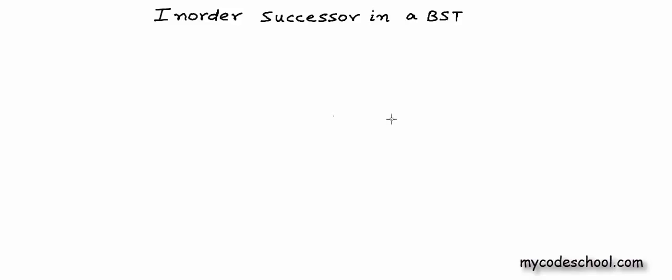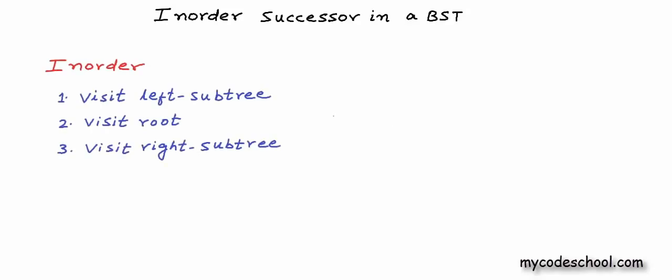As we know, in in-order traversal of a binary tree, we first visit the left subtree, then the root, and then the right subtree. Left and right subtrees are visited recursively in the same manner. So for each node, we first visit its left subtree, then the node itself, and then its right subtree. We have already discussed in-order traversal in detail in a previous lesson in this series. You can check the description of this video for a link to it.